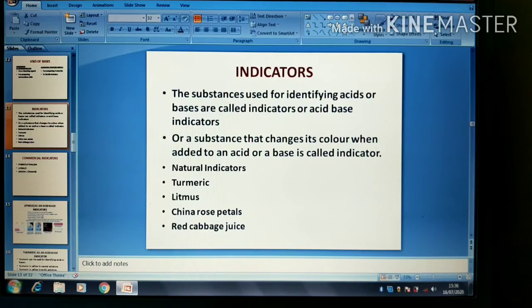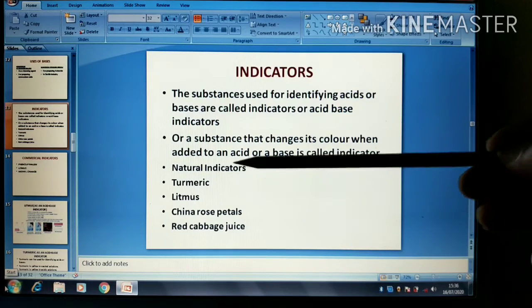Now coming to indicators. Indicators are the substances used for identifying acids or bases. They are also called acid-base indicators. We can also define indicators as those substances that change their color when added to an acid or a base. Now coming to types of indicators, indicators can be categorized as natural indicators or artificial indicators.